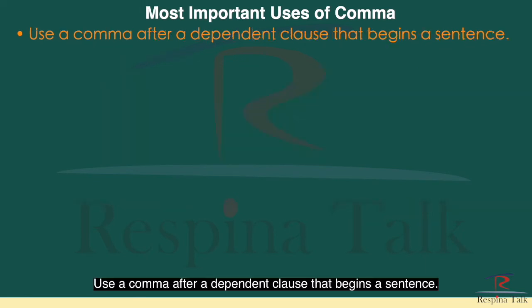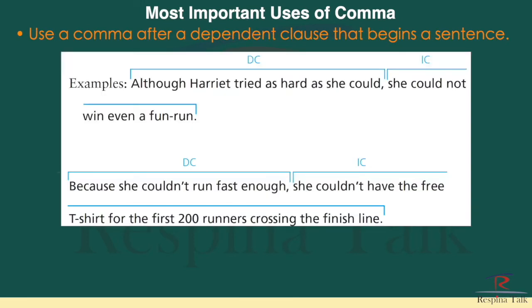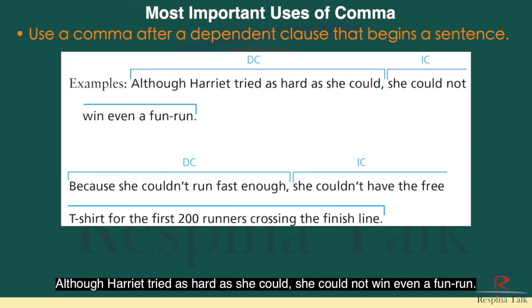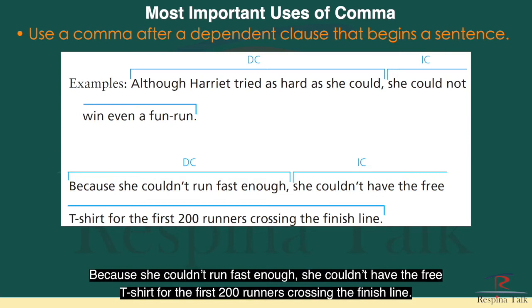Use a comma after a dependent clause that begins a sentence. For example, although Harriet tried as hard as she could, she could not win even a fun run. Or because she couldn't run fast enough, she couldn't have the free t-shirt for the first 200 runners crossing the finish line.